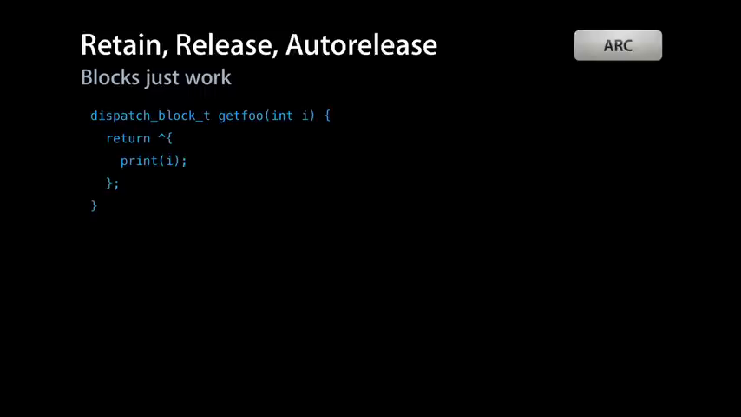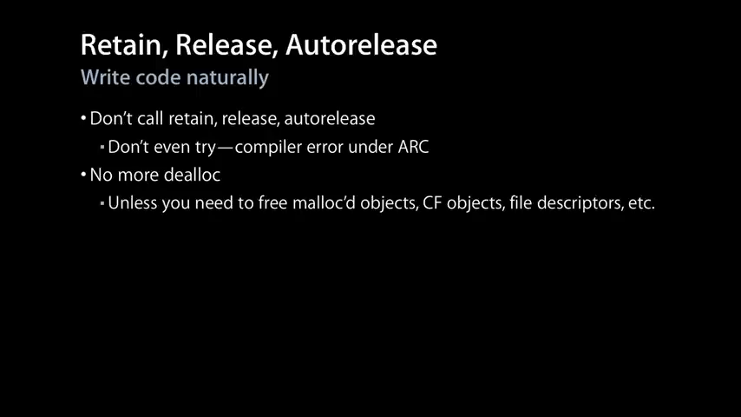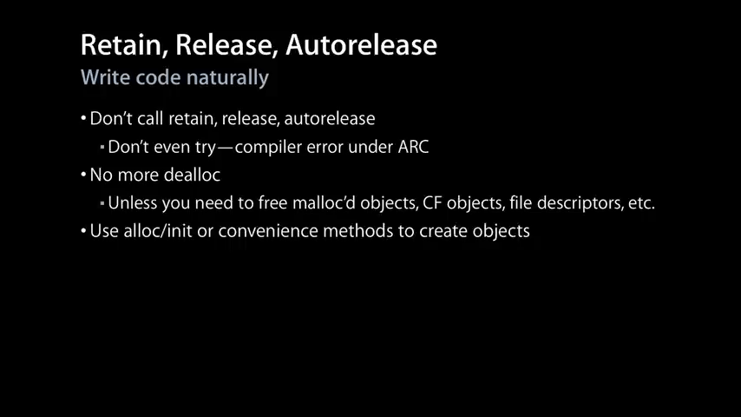The management all happens automatically. So the impact of ARC on how you write code is that you just write what feels natural. You don't have to call retain, release, or autorelease anymore. In fact, you're not allowed to. With ARC enabled, these will generate compile errors. You don't need to implement dealloc anymore either in order to clean up your object references. However, if you have malloced memory, things like file descriptors or non-Objective-C objects, you would still need to do that cleanup in dealloc. You can choose to use alloc init or convenience methods to create objects. It doesn't matter which one you use.